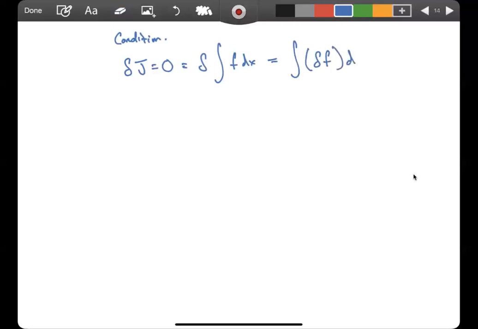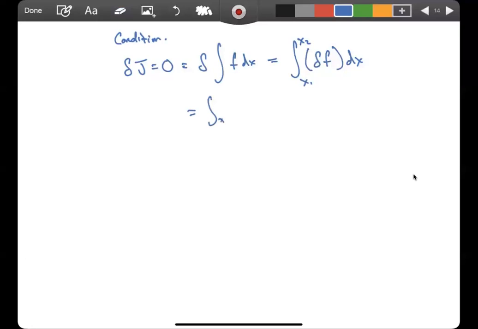So basically, the condition for extremum in this case, my condition becomes that the variation of j has to be equal to 0, which is going to be equal to the variation of the integral of f integrated over dx, which is going to be the same thing then as, because the variation is independent of the integral, the integral of the variation of the function f with respect to x from x1 to x2. So again, all we're doing is we're varying the inside, which basically works exactly the same way.